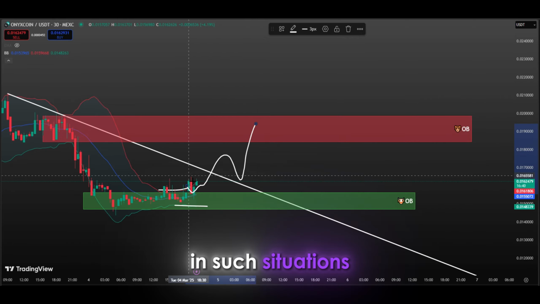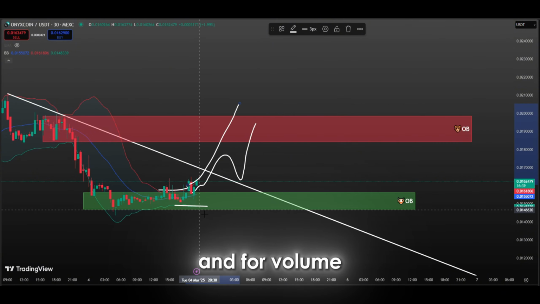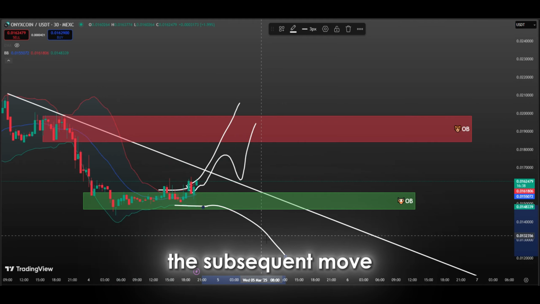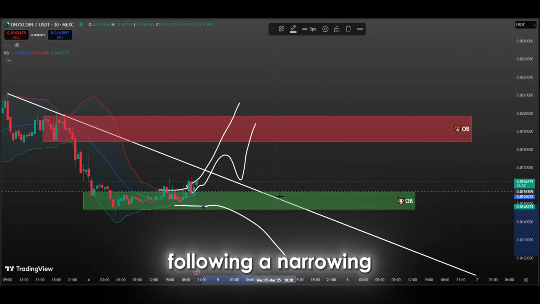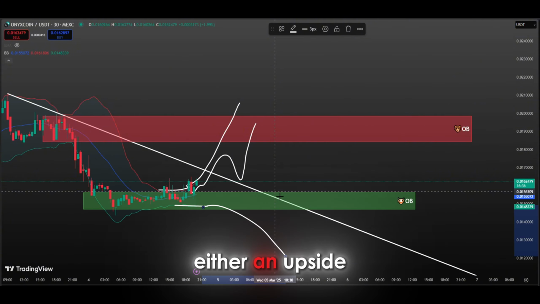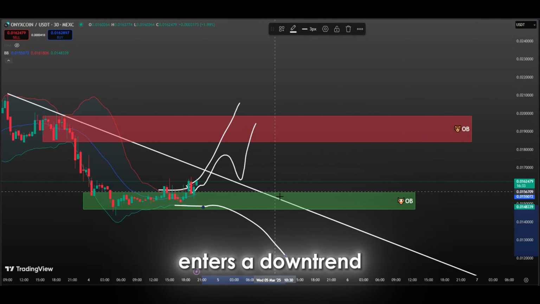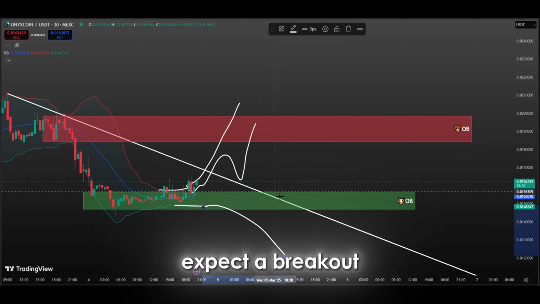In such situations, it is common for the price to move sideways at current levels and for volume to fall. However, the longer this squeeze lasts, the more violent the subsequent move tends to be. There are usually two scenarios following a narrowing of the Bollinger Bands. Either an upside breakout occurs, and the price makes a bullish move to the upper level of the bands, or a downside breakout occurs, and the price enters a downtrend. Therefore, the breakout of the current squeeze is of great importance, but the price is currently above and we can expect a breakout to the upside.